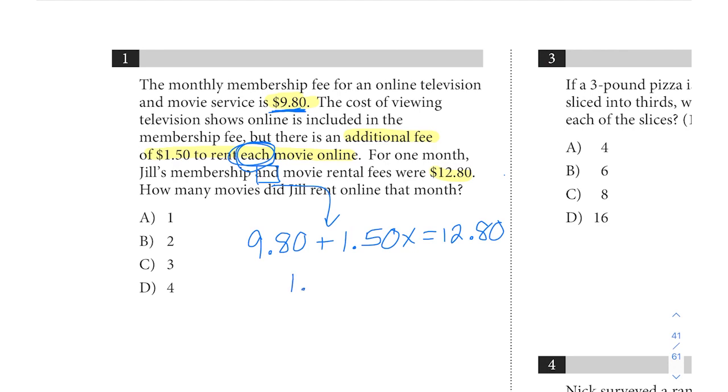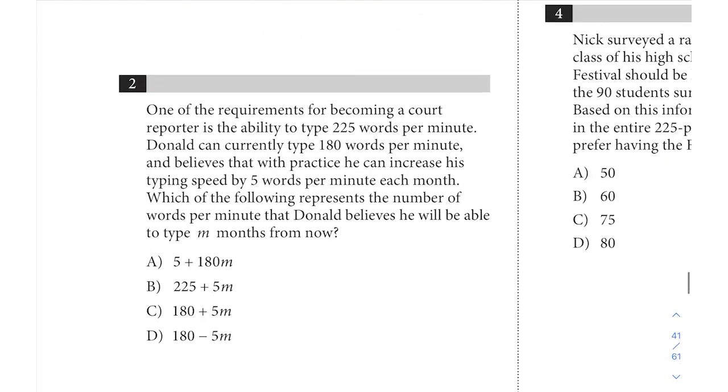So now we just need to solve for x. We can subtract $9.80 from both sides. Hopefully you can do this with a little bit of mental math, but if you need a calculator, that's okay, because this is the calculator section. We get 150x equals $3. And when you divide by 150, we get that x equals 2.